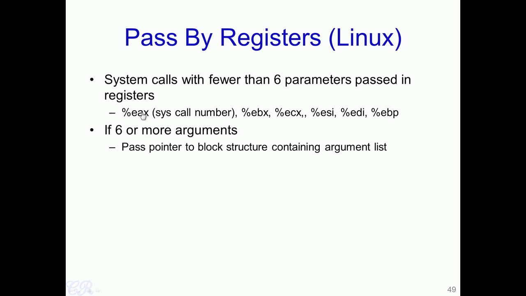In a similar way, other registers such as EBX, ECX, ESI, EDI and EBP are used to pass the various parameters of the system call from the user process to the kernel. If the system call has more than 6 arguments, then a pointer to a block structure containing the argument list is passed to the kernel.